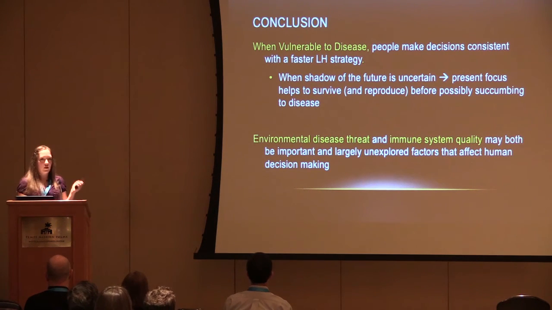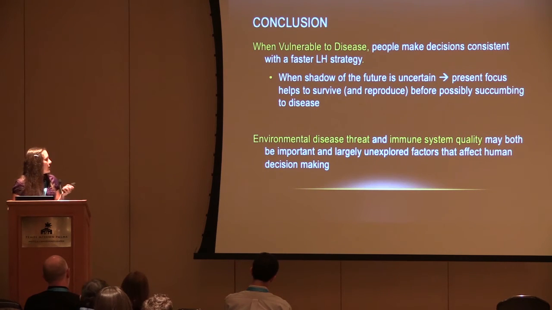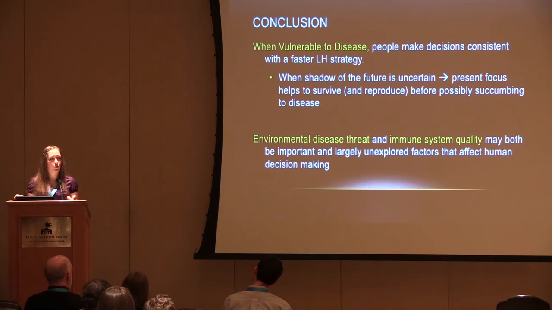And another interesting thing to draw from this research is that environmental disease threat and immune system quality may both be important and largely unexplored factors that affect human decision-making and life history strategy.